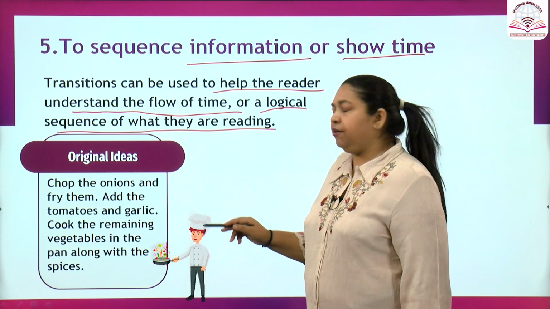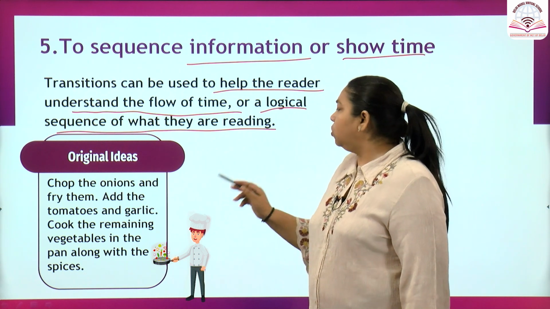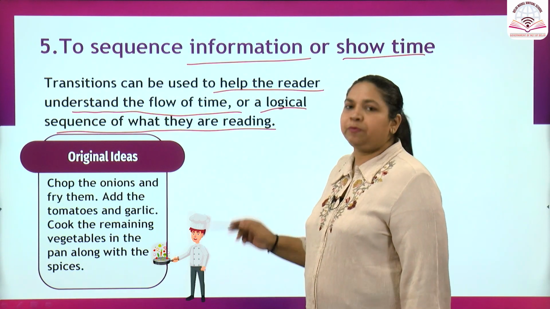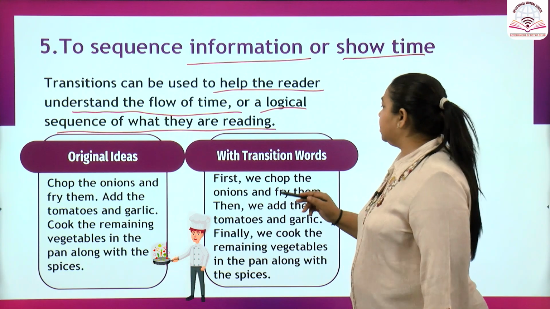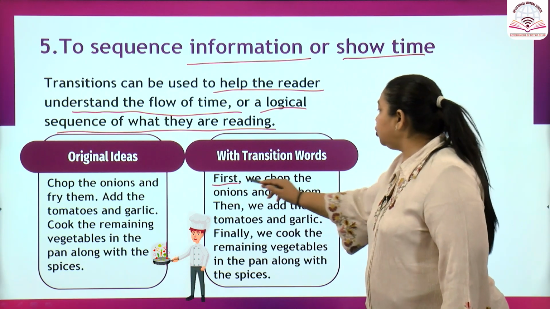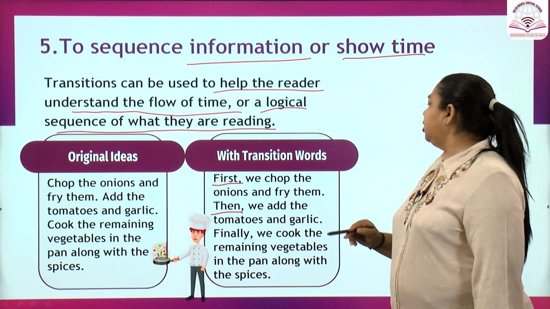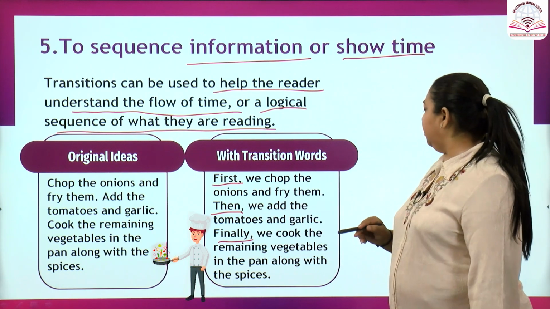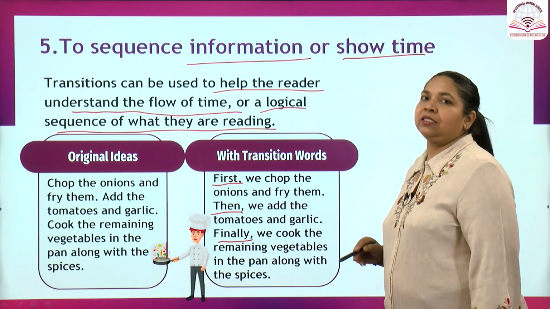Chop the onions and fry them. Add the tomatoes and garlic. Cook the remaining vegetables in the pan along with the spices. Now let's read it with transition words. First, we chop the onions and fry them. Then, we add the tomatoes and garlic. Finally, we cook the remaining vegetables in the pan along with the spices.